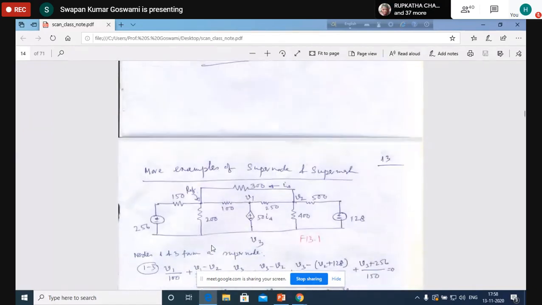There are more examples. It is simply an extension of today's discussion, applied to two different circuits, maybe somewhat more complicated.